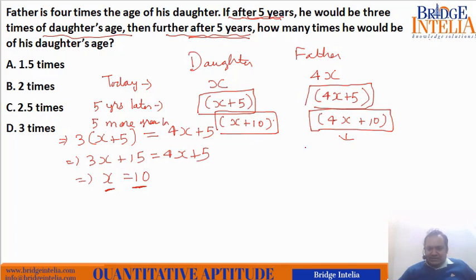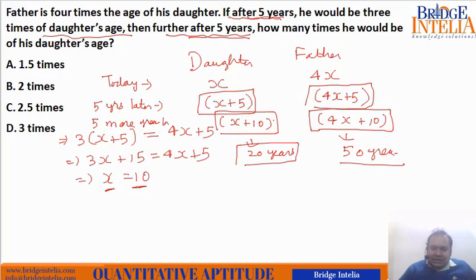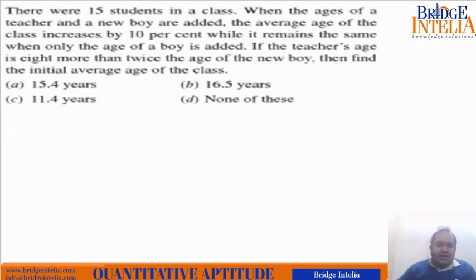So 4x + 10 is 50 years, and x + 10 is 20 years. They want to know, 50 is how many times of 20? So 2.5 times. Let's move to the next one.